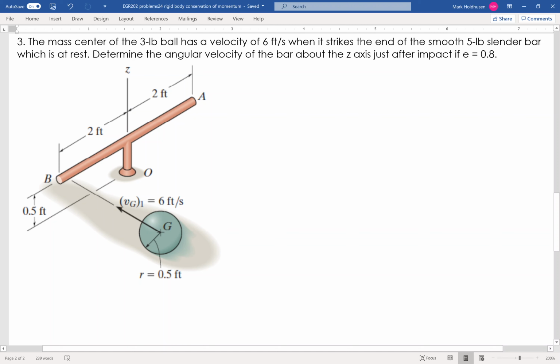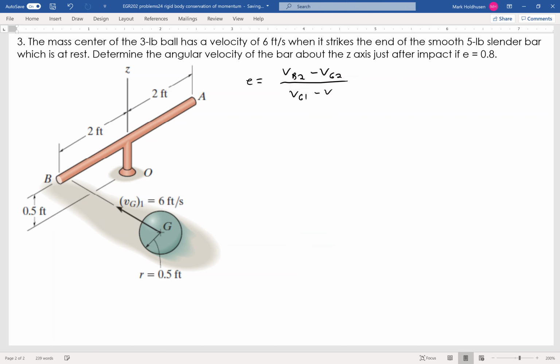Okay, so again, what I've got here is e equals (VB2 minus VG2) divided by (VG1 minus VB1). So again, e is 0.8. VB2, that is the velocity of point B after impact. Now again, I'm trying to find the angular velocity about point O.